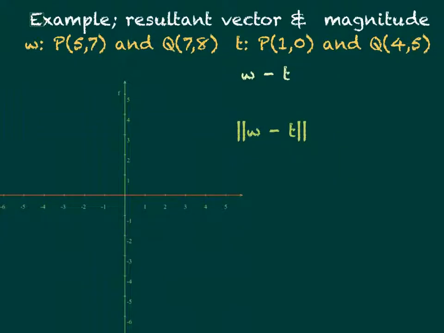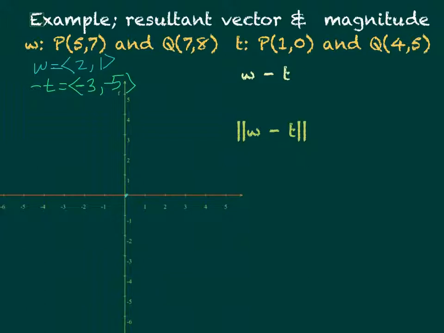And in this last example, my w vector is going to be 7 minus 5, which is 2, 8 minus 7, which is 1, and my negative t vector, because that's the one I'm subtracting off, is going to be 4 minus 1, which is 3, 5 minus 0, which is 5, and that's my negative vector, so I've got to add my negative signs. And then I can graph those.